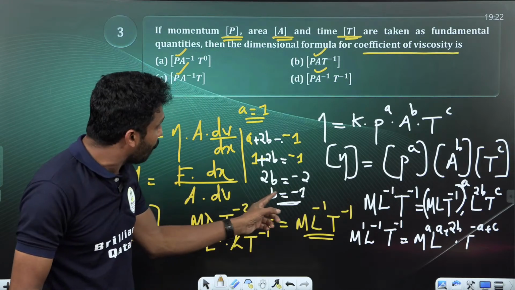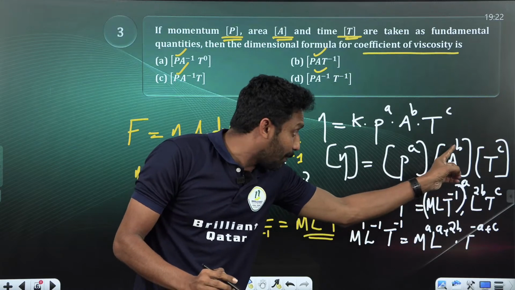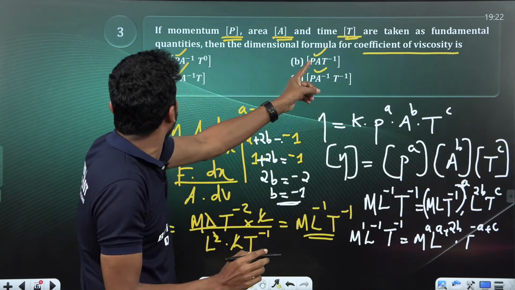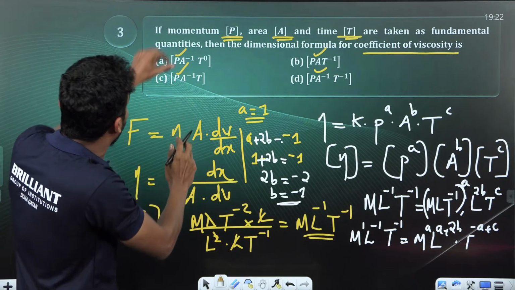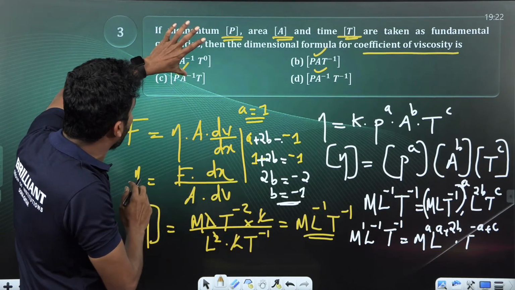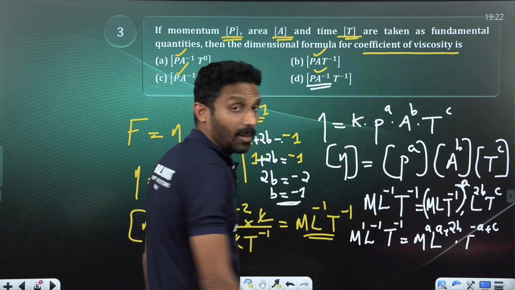We obtained the value of b is equal to minus 1. Now b is the power of area, and the power of area is minus 1. Check which options have area with power minus 1. The first option has area with minus 1, then the third option has area with minus 1, and this one also has area with minus 1.